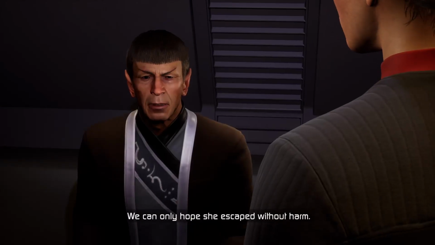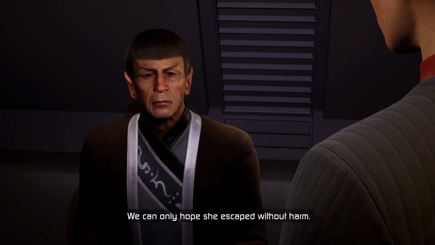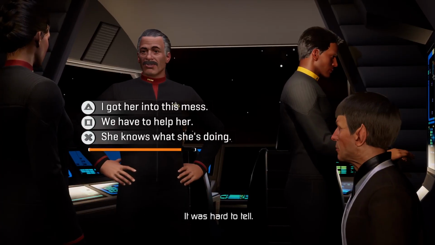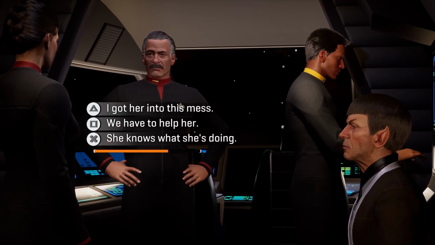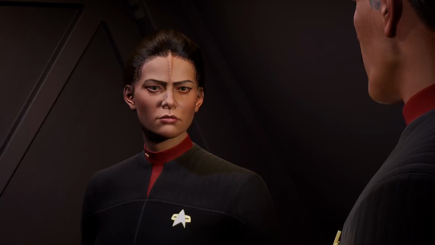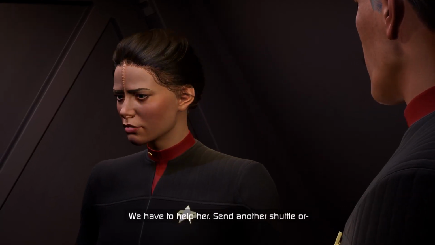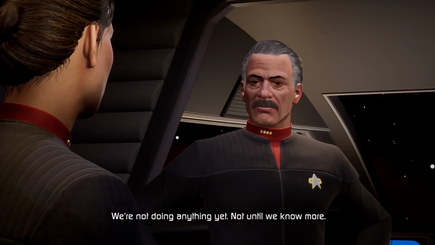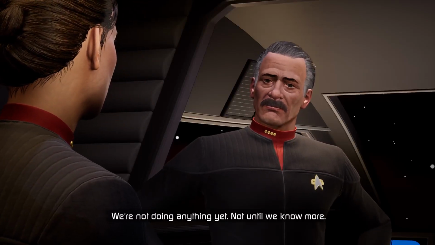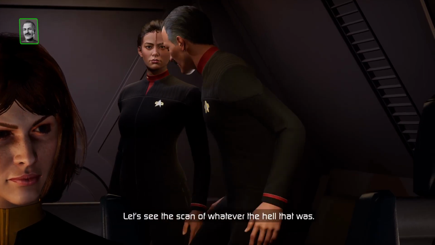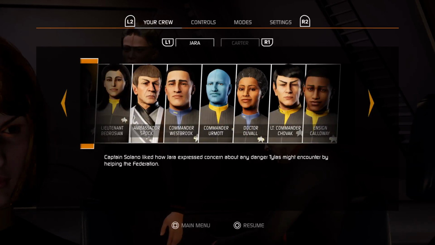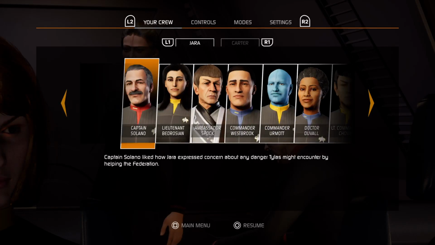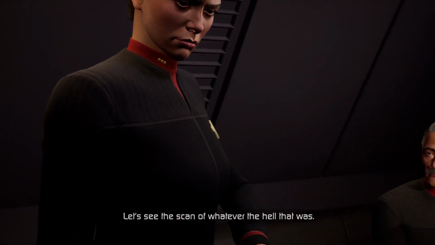We can only hope she escaped without him. It's hard to tell. We have to help them. Send another shuttle. We're not doing anything yet until we know more. Let's see the scan of whatever the hell that was.